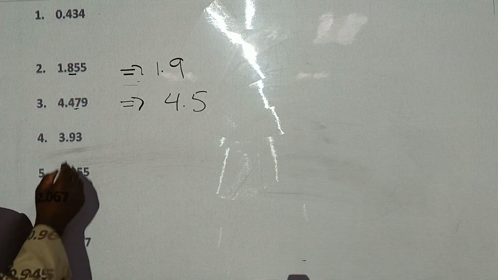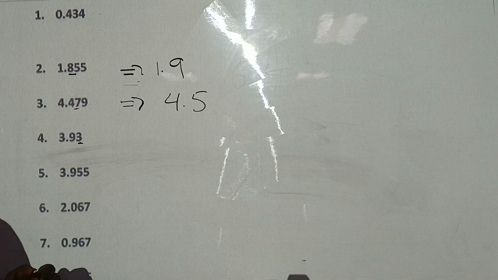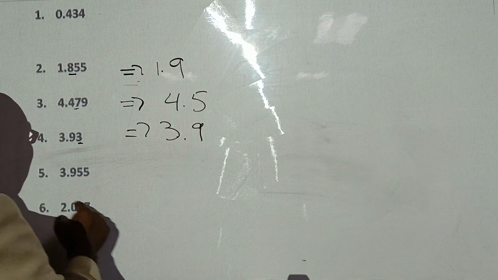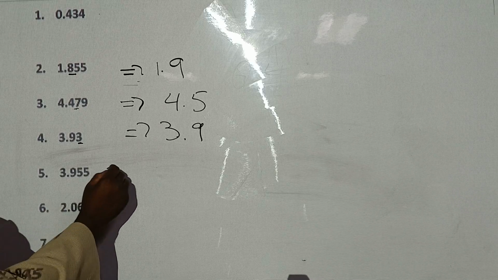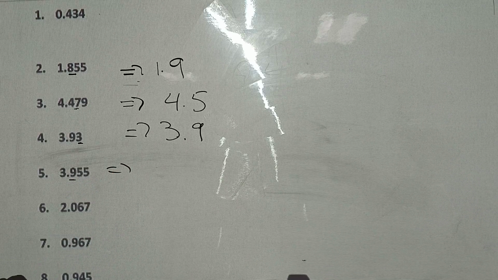Let's do number 4. Okay, 3.93. The number that comes after the tenth place is 5 or more? No, it's less than 5. So we're going to drop it, it will become 3.9. Let's look at number 5. What is our tenth place? It's 9. The number that comes after that is 5 or more?